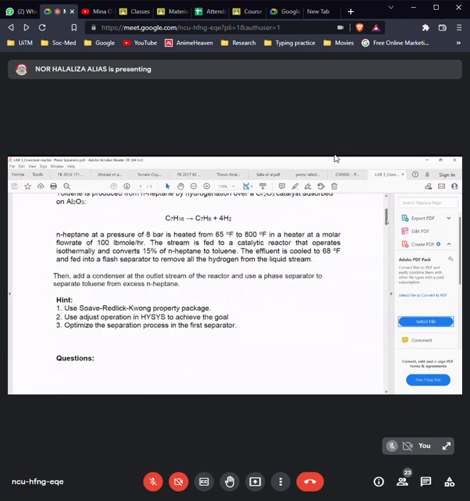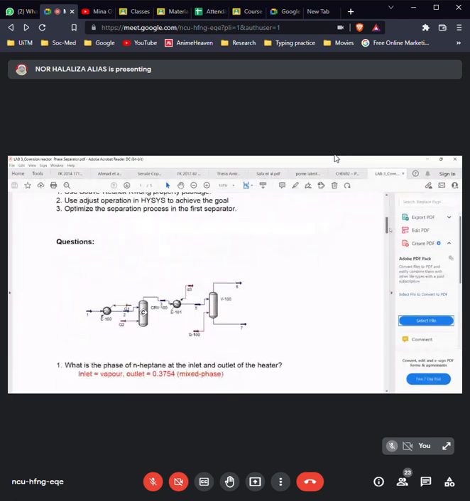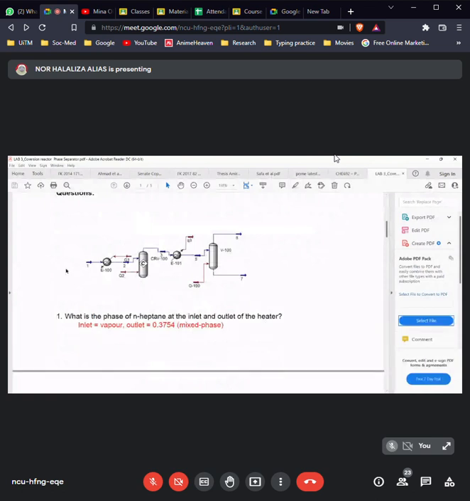Okay, so overall this is what you are going to have. You have the toluene, you have the N-heptane in the input stream. So before, kita ada sini adalah conversion reactor. Before the stream is fed into the reactor, you need to heat up the stream, the N-heptane. So you need a heater here, E100.